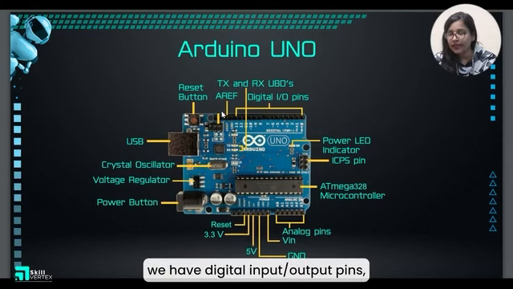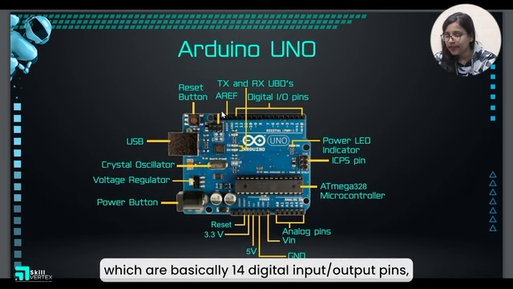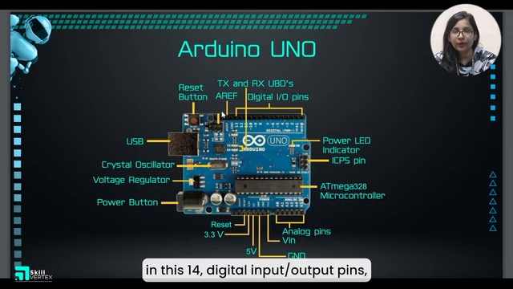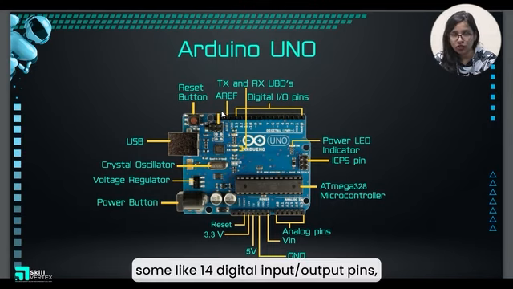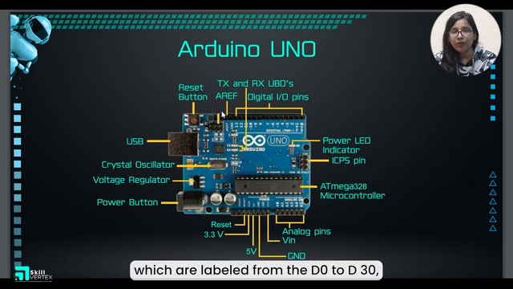Then we have digital input-output pins, which are basically 14 digital input-output pins. These 14 digital input-output pins are labeled from D0 to D13.